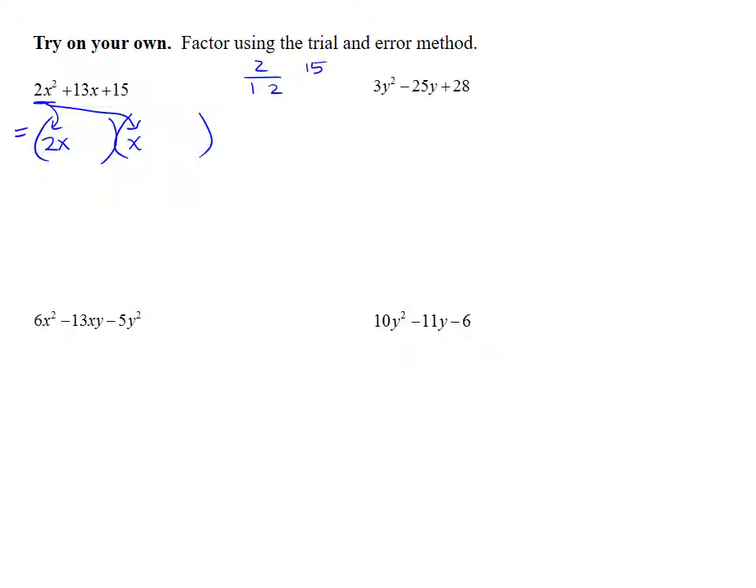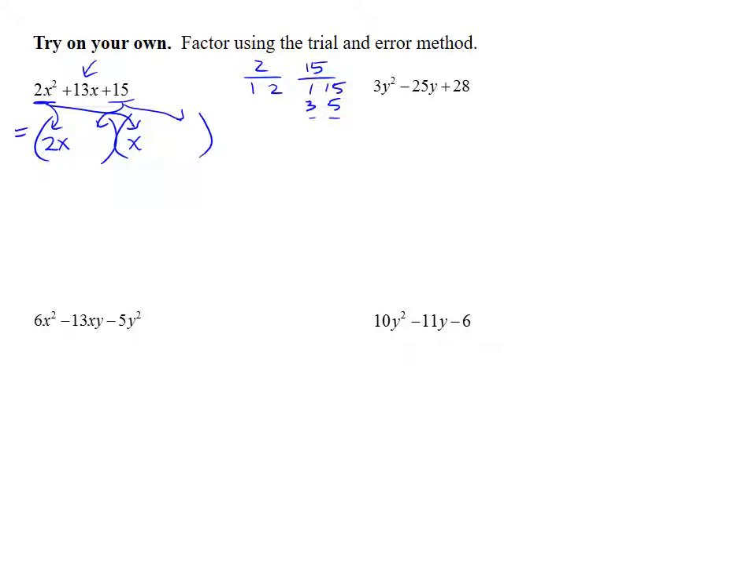The 15 is going to split into the last position. Now there's 2 ways to factor 15, 1 and 15, 3 and 5. You can try any combination of those. Remember to switch the orders around. But one of the things that can be helpful is to think about how these 2 numbers, whether it's the 1, the 15, and 3, and the 5, would multiply by the 2. And think about how we might get close to the middle term of 13.